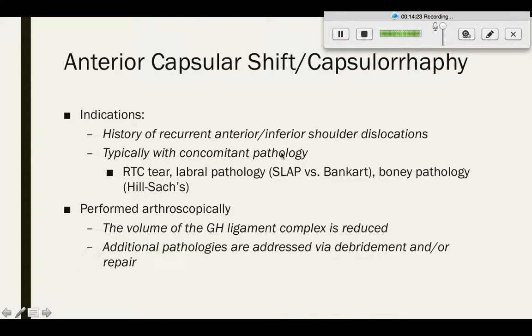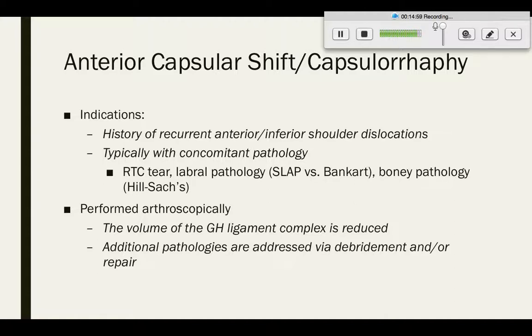Okay, so moving on. So now we're going to talk about anterior instability, which could be addressed via an anterior capsular shift. There's other names for this procedure as well. The major indication for this is a history of recurrent anterior or inferior shoulder dislocations. It's typically going to present with other pathology as well, whether that's a rotator cuff tear, labral pathology like a SLAP tear or a Bankart tear, bony pathology like a Hill-Sachs lesion. This procedure is also performed arthroscopically.